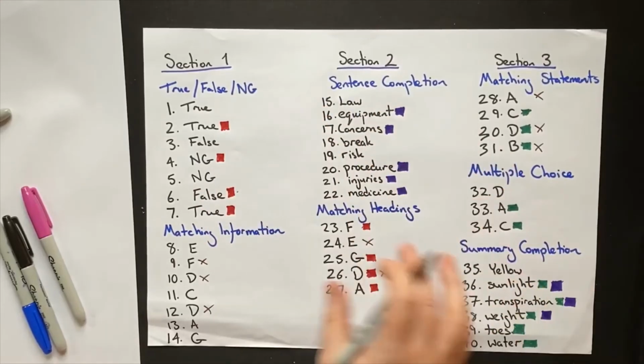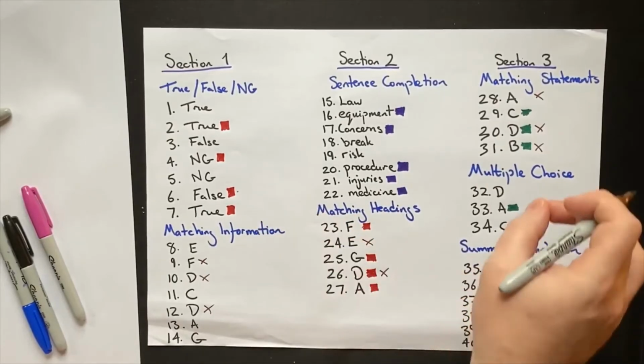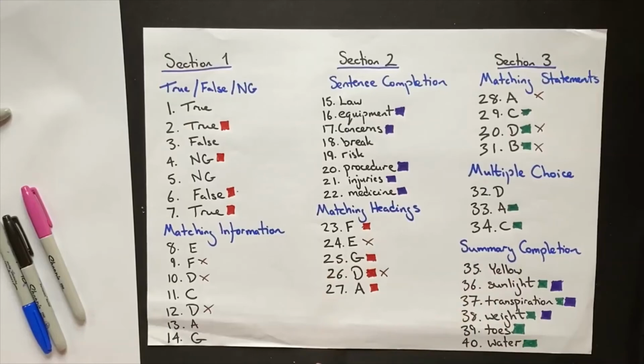Each different type of question tests different reading sub-skills. So matching, one of the sub-skills that you need to learn for that is scanning. So scanning for the location of the correct answer.